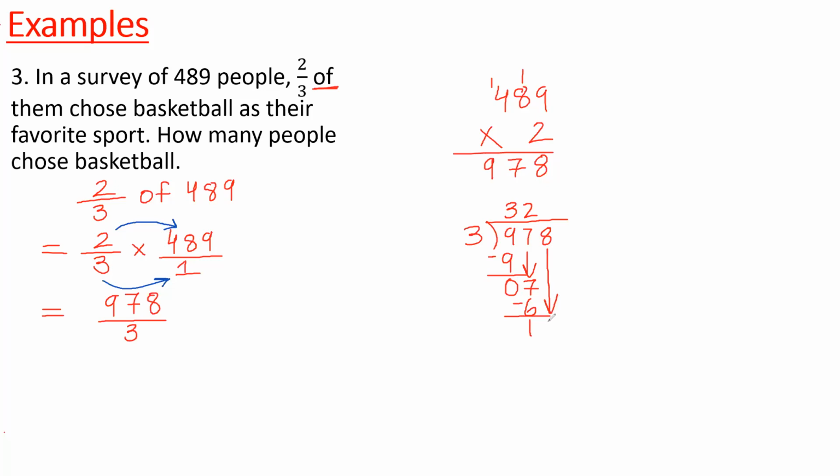Next, we bring down the 8. How many times does 3 go into 18? 6 times. Very good. So 3 times 6 is 18. And so it's going to be 18 minus 18, which is 0. So our answer here is going to be 326. So 326 people chose basketball. So the answer here is 326 people.